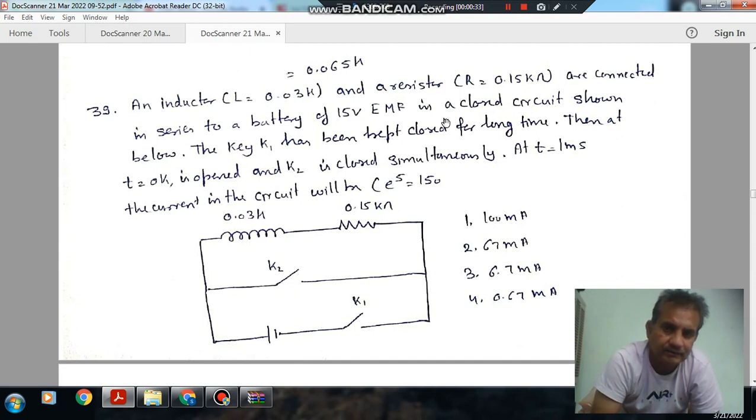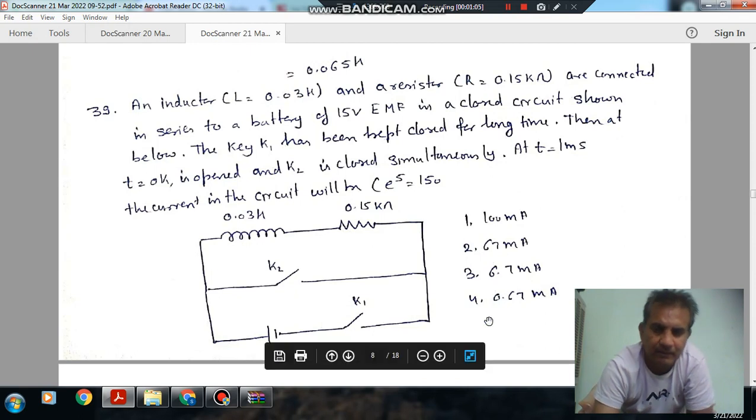Then at t equal to 0, K1 is open and K2 is closed simultaneously. At t equal to 1 millisecond, the current in the circuit will be? e raised to power 5 is equal to 150. Options are: 1) 100 milliampere, 2) 67 milliampere, 3) 6.7 milliampere, 4) 0.67 milliampere.